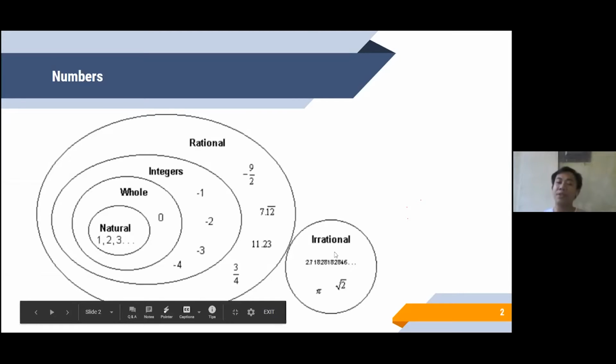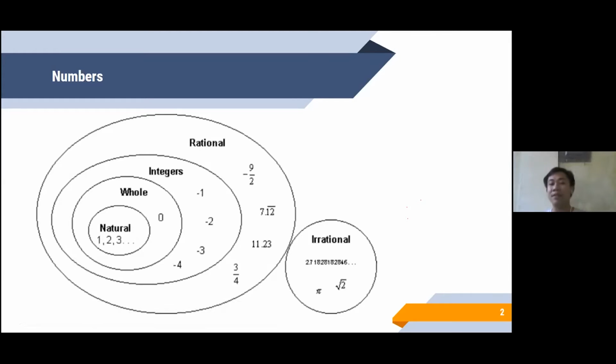Irrational numbers are numbers which are non-terminating, non-repeating decimals. For example, this number 2.718, and so on. We cannot terminate this, and it's not repeating. This is the number e, the base of the natural logarithm. I hope you're familiar with e and also pi, which is very famous from grade school. Our approximation for it is 3.14 or 3.1416, but pi really is not 3.14; it is an irrational number, meaning you cannot terminate it, and the decimal is not repeating.